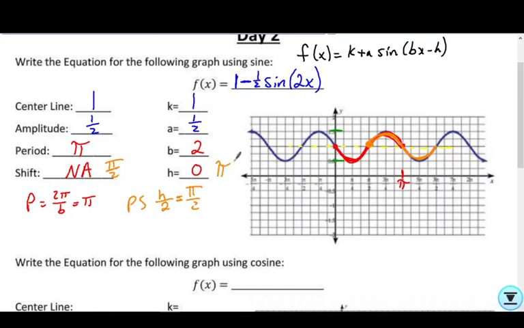So if you didn't do the reflection, yours would have been 1 plus 1/2 sine of 2x minus pi. And that's if you didn't use the reflection. Okay?